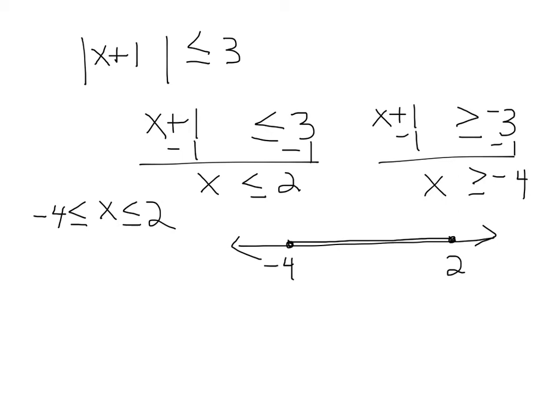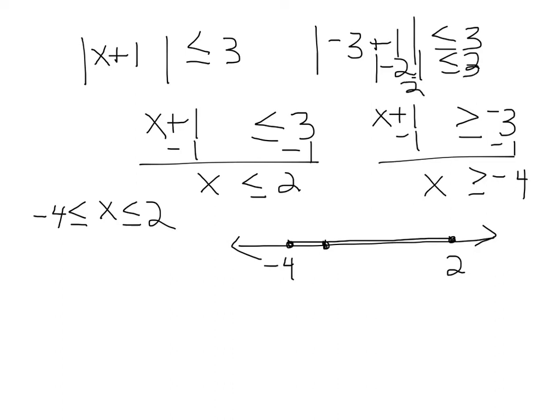All right, let's check a few of these. Let's plug in -3. Does -3 work for this? Is the absolute value of -3 plus 1 less than or equal to 3? Well, that's -2. And the absolute value of -2 is 2. That is less than or equal to 3. Let's try one on the positive side. Let's put in 1. Is the absolute value of 1 plus 1 less than or equal to 3? The absolute value of 2 is less than or equal to 3, yes. 2 is less than or equal to 3. So those are the checks. This is what it looks like.